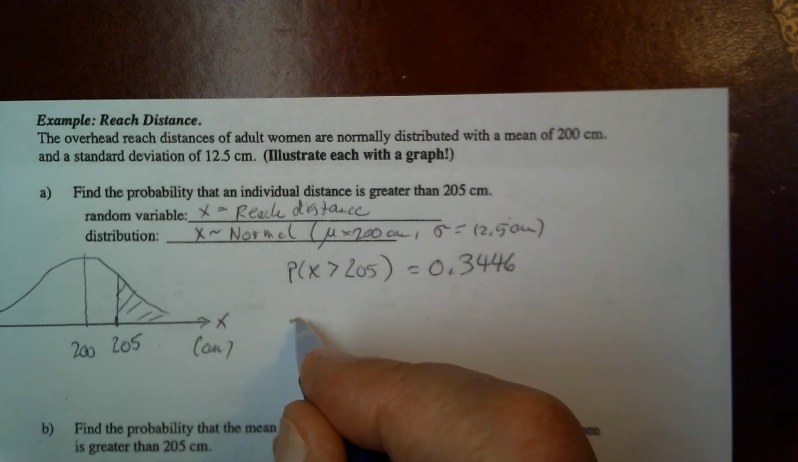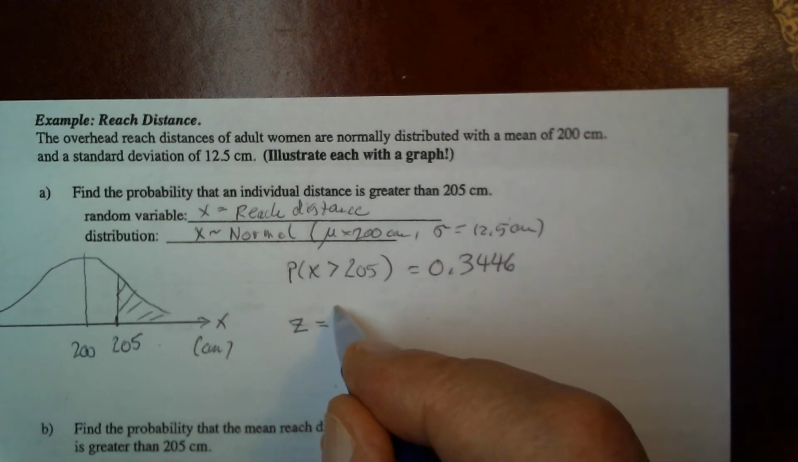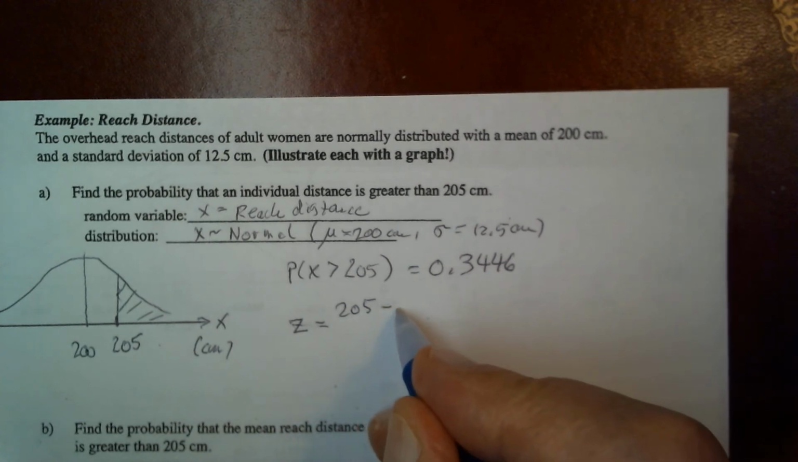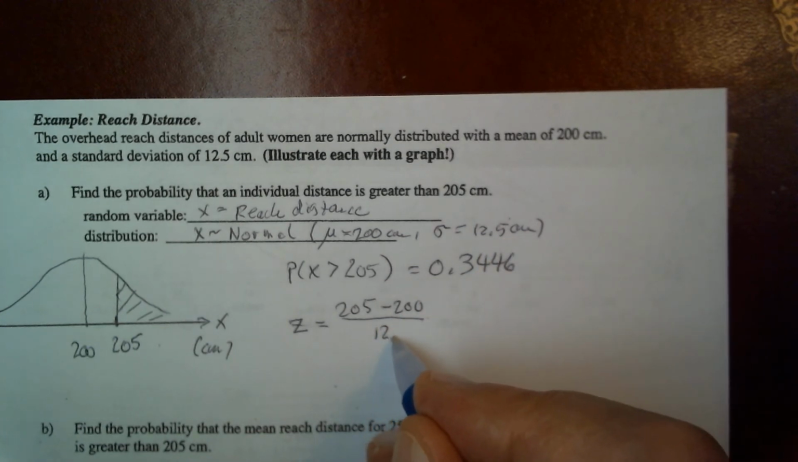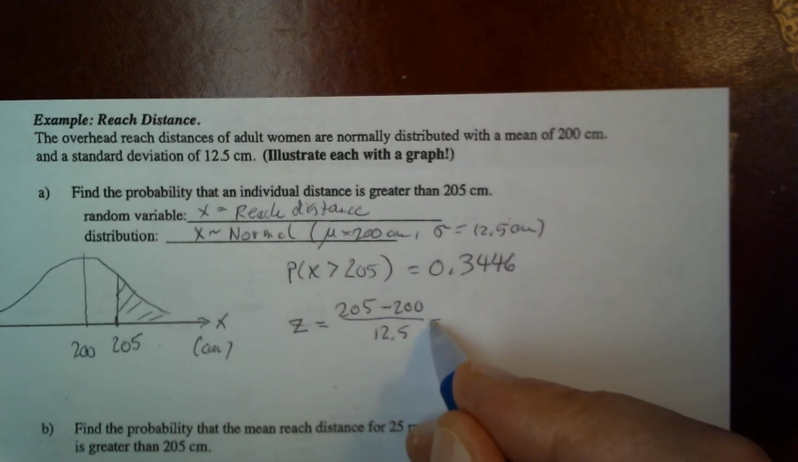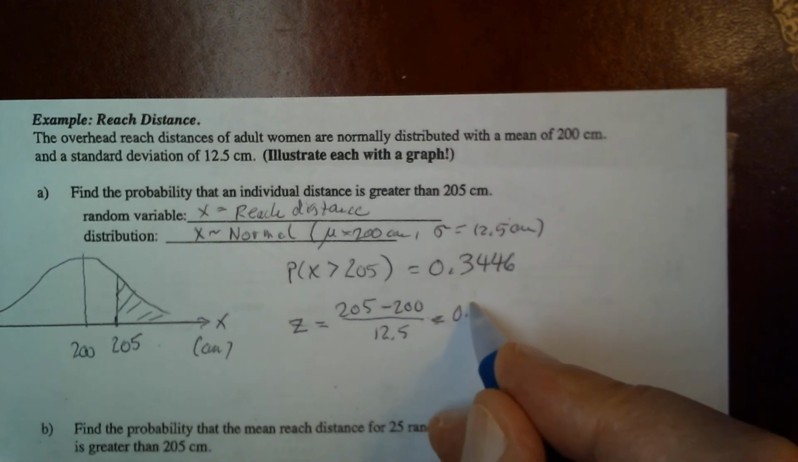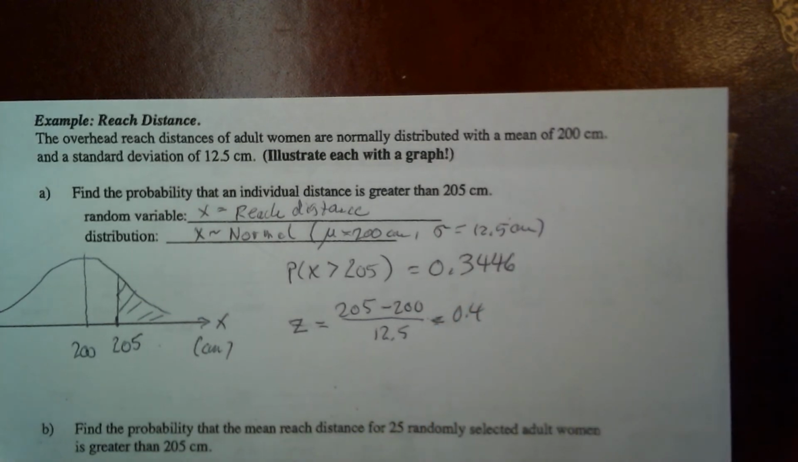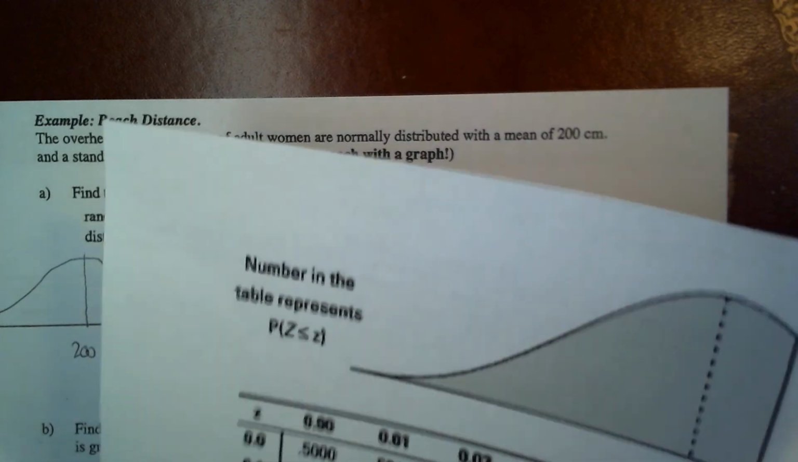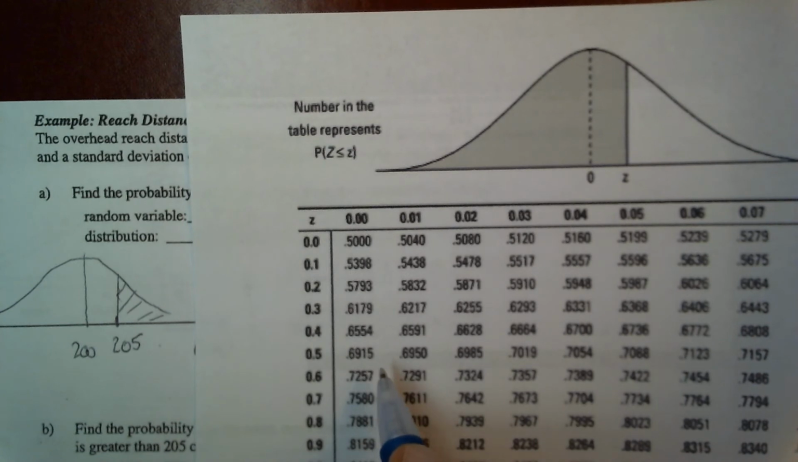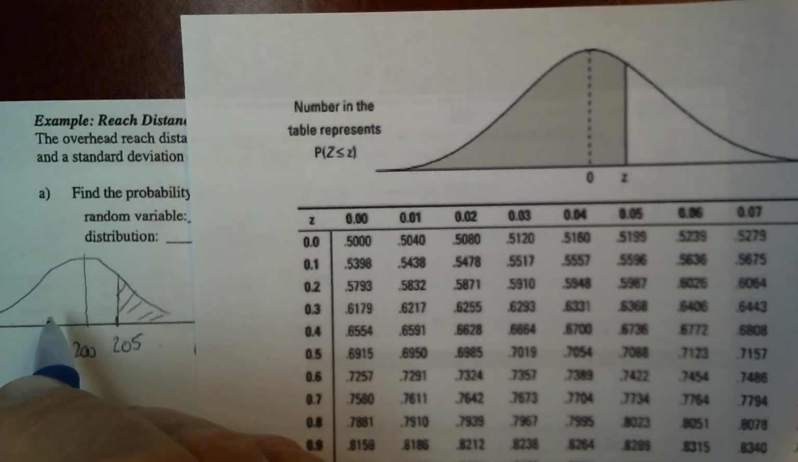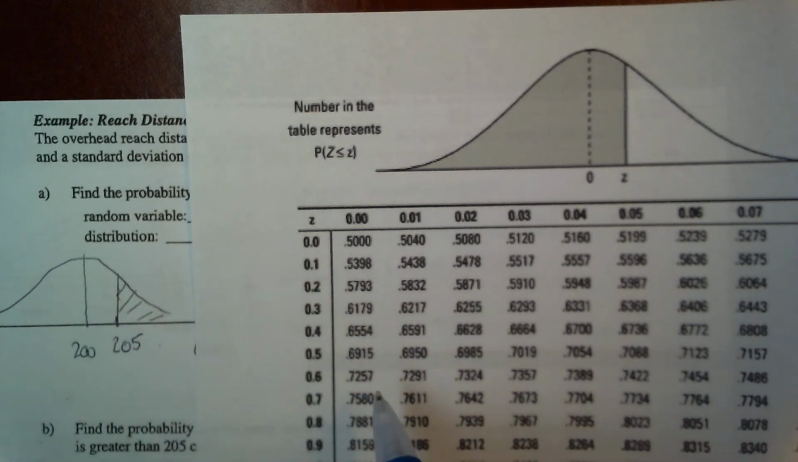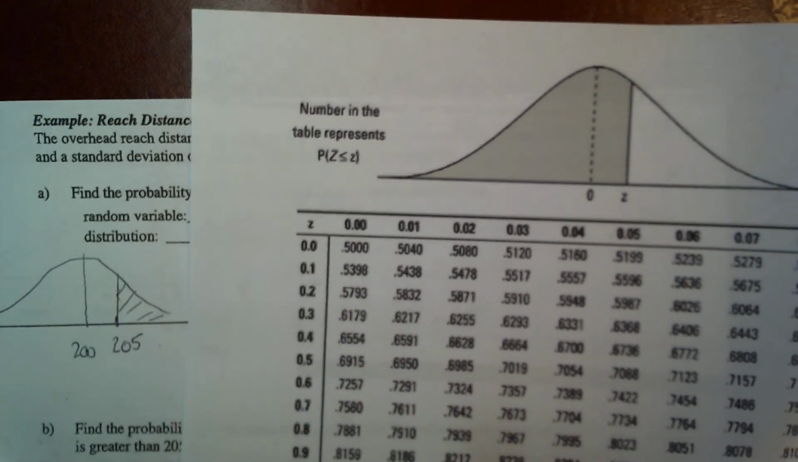You can compute the corresponding z-score of 205, the sample mean, minus the population mean of 200, divided by a standard deviation of 12.5, and that is equal to 0.4. And so now you look at the table, and 0.4, the corresponding area, is 0.6554. Now that is the area to the left.